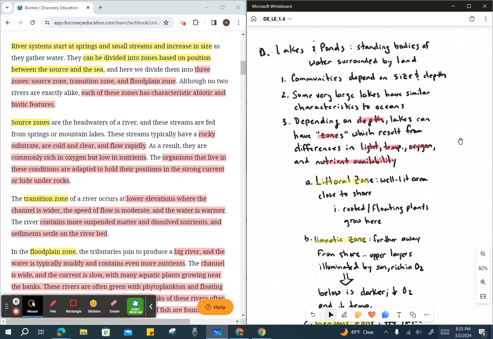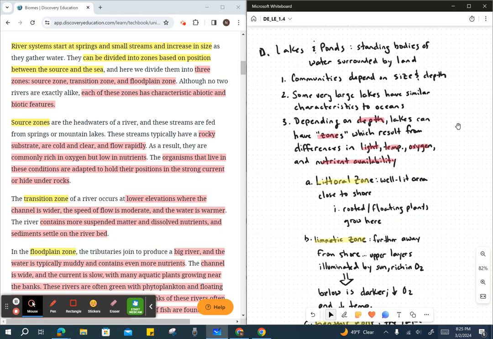Okay, so let's talk about standing water now. We got your lakes and your ponds, any body of water that is surrounded by land usually qualifies as a lake or a pond. The communities that are going to develop here really depend on how deep those bodies of water are. It also depends on the size. If you get to really large lakes, like the Great Lakes over in Michigan, these tend to actually resemble oceans in their characteristics. And those get really quite big.